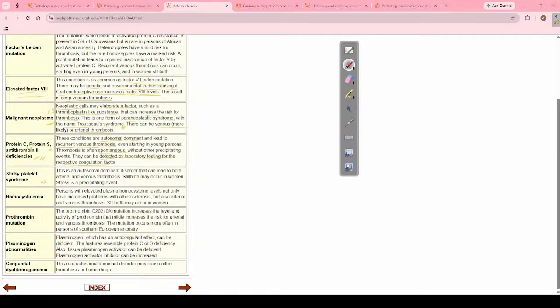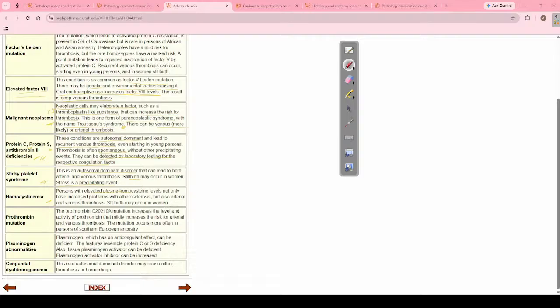Sticky platelet syndrome is an autosomal dominant disorder. It leads to arterial and venous thrombosis, and stillbirth also. Stress is a precipitating event. Homocystinuria presents with elevated plasma homocysteine levels, and these patients have increased problems with atherosclerosis. They also have thrombosis, a very high risk.